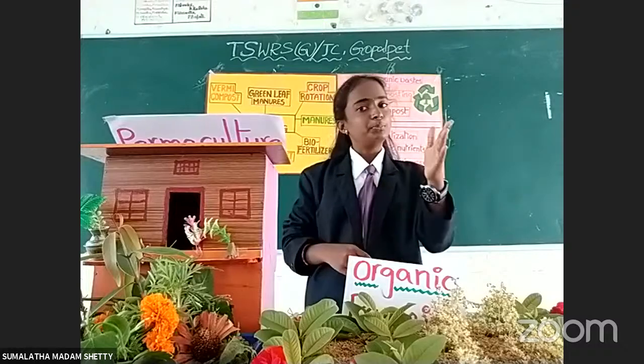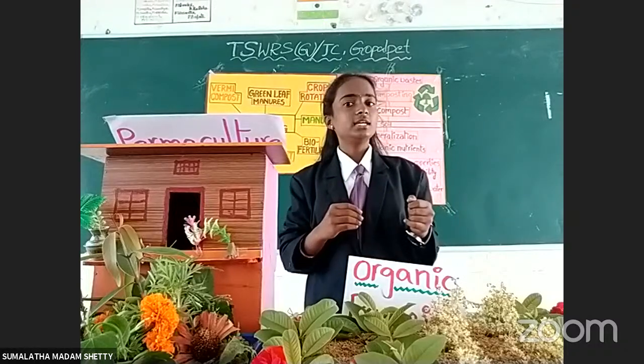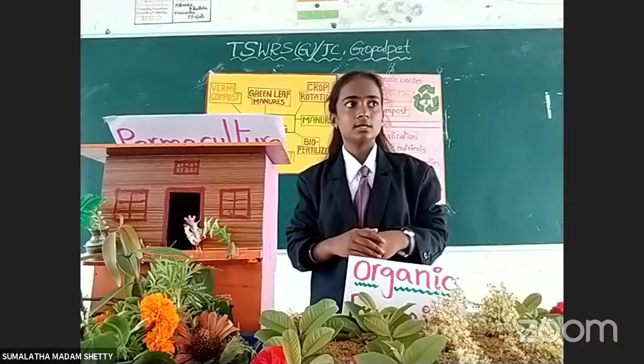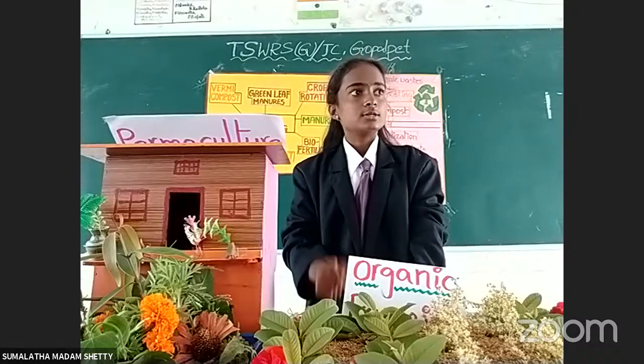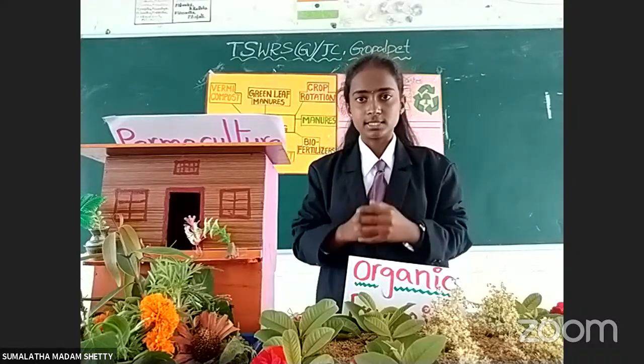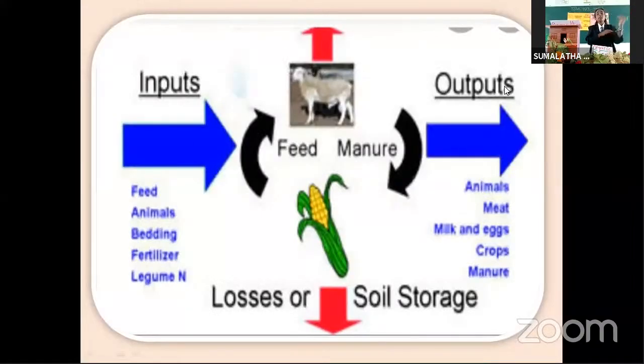Here are the inputs and outputs. In organic farming, there are inputs and outputs. Let's see what the inputs and outputs are. First, the inputs: feed, animals, bedding, fertilizers and legumes. And the feed and manure convert to outputs. They are animals, meat, eggs, milk and crop manure. These are all inputs and outputs.